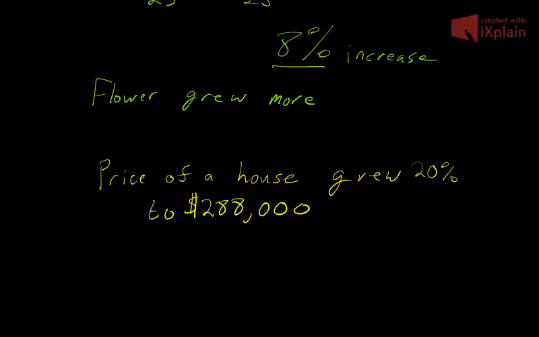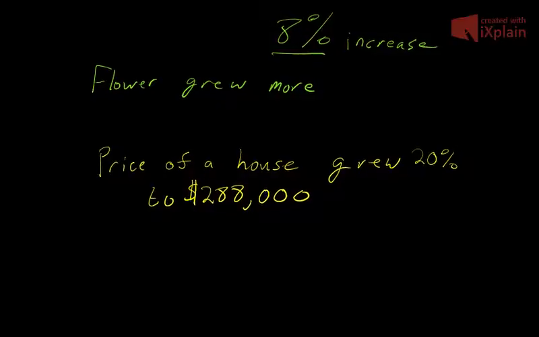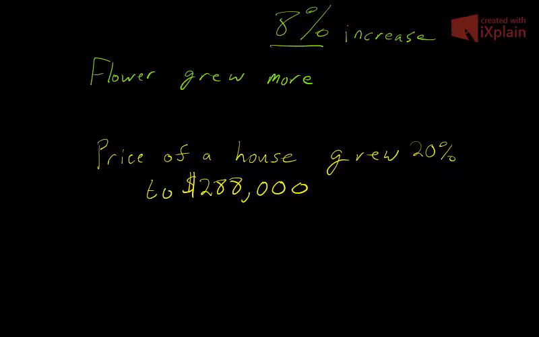So if the price of the house grew 20% to $288,000, we're going to go back to our formula. So we have our percent change. If I want to find what the original price was.